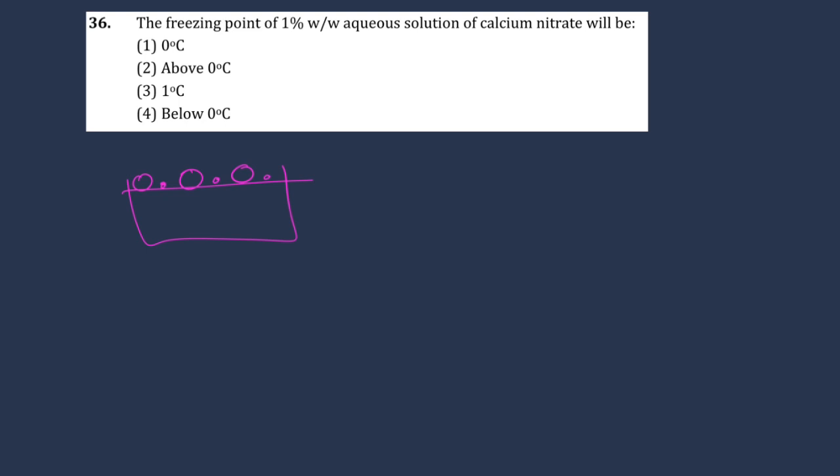When solute particles increase, what happens to the pure solvent? All are solvent. Therefore, what is the freezing point? 0 degrees Celsius. When solute particles are added, what happens? Its freezing point decreases, so it is less than 0. The option below 0 is the answer.